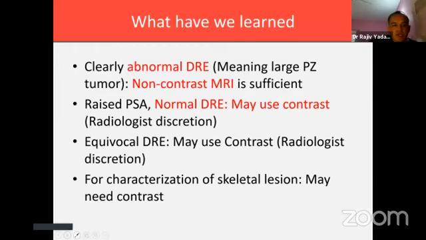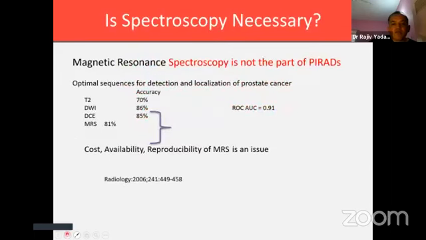So this is the reason why MRS is no longer considered. You see the accuracy: if you use just a T2 weighted image, 70% accuracy. Area under curve of 0.91 if you use these three sequences. So if you add DWI to T2, then accuracy improves to 86%. With dynamic contrast enhanced image, it stays almost the same, but still may be useful in some circumstances. If you use MRS, no contribution at all.